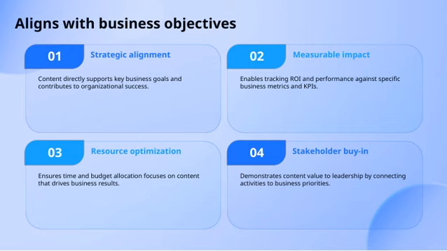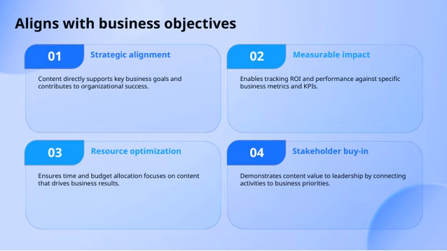Next, we want to focus on measurable impact. This means setting up ways to track our return on investment and monitor performance using specific business metrics and KPIs. It helps us see what's working and what needs adjustment. Resource optimization is also critical. We need to make sure that our time and budget are focused on content that truly drives results. It's about working smarter, not just harder, so every dollar and minute spent has a purpose.